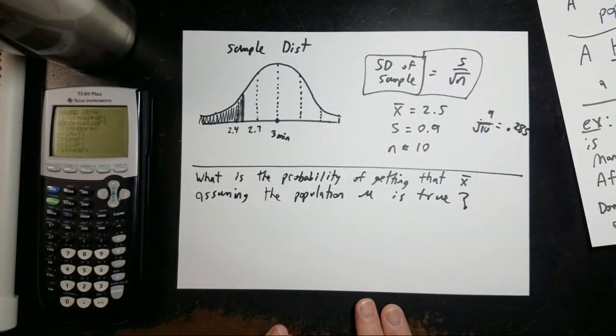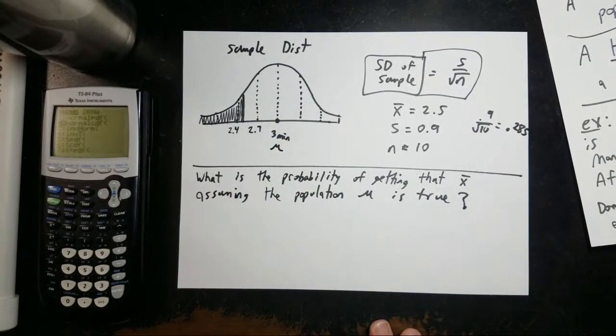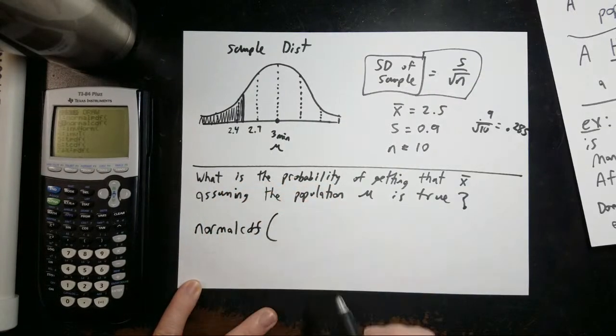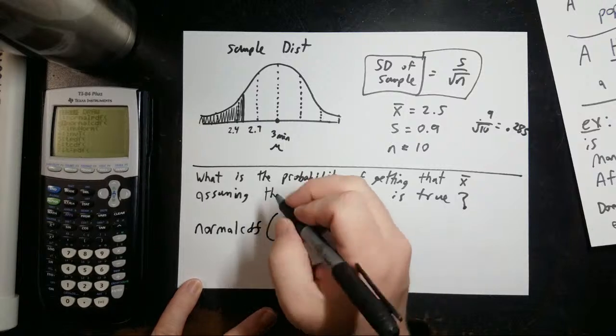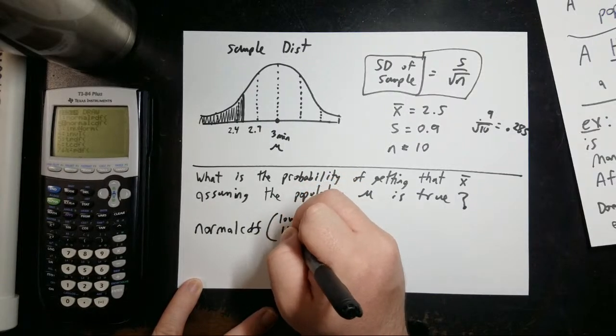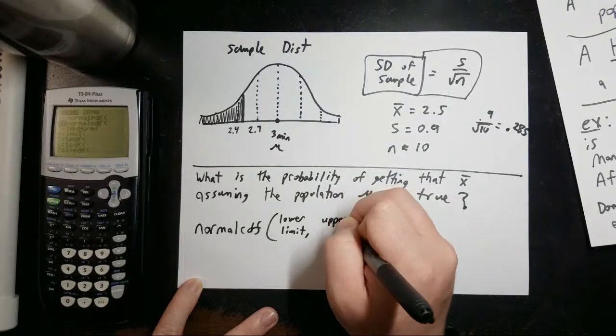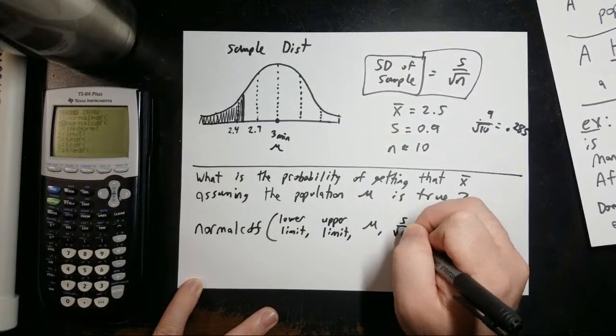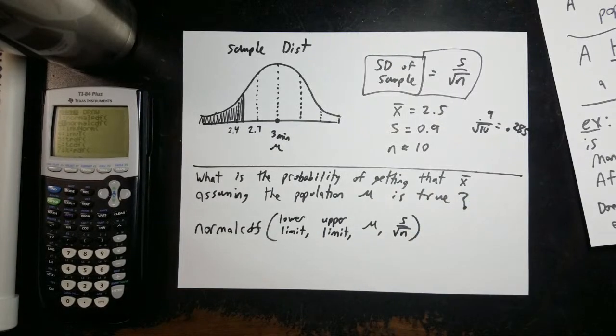Assuming that 3 minutes, the population mu, is a true statement, what are the chances that that principal would get that x bar, that 2.5 minutes, based on the number of samples that he did? The way that we do that is like this. Now I'm going to do this twice here. Lower limit, upper limit, mu, and then the standard deviation over the square root of n.